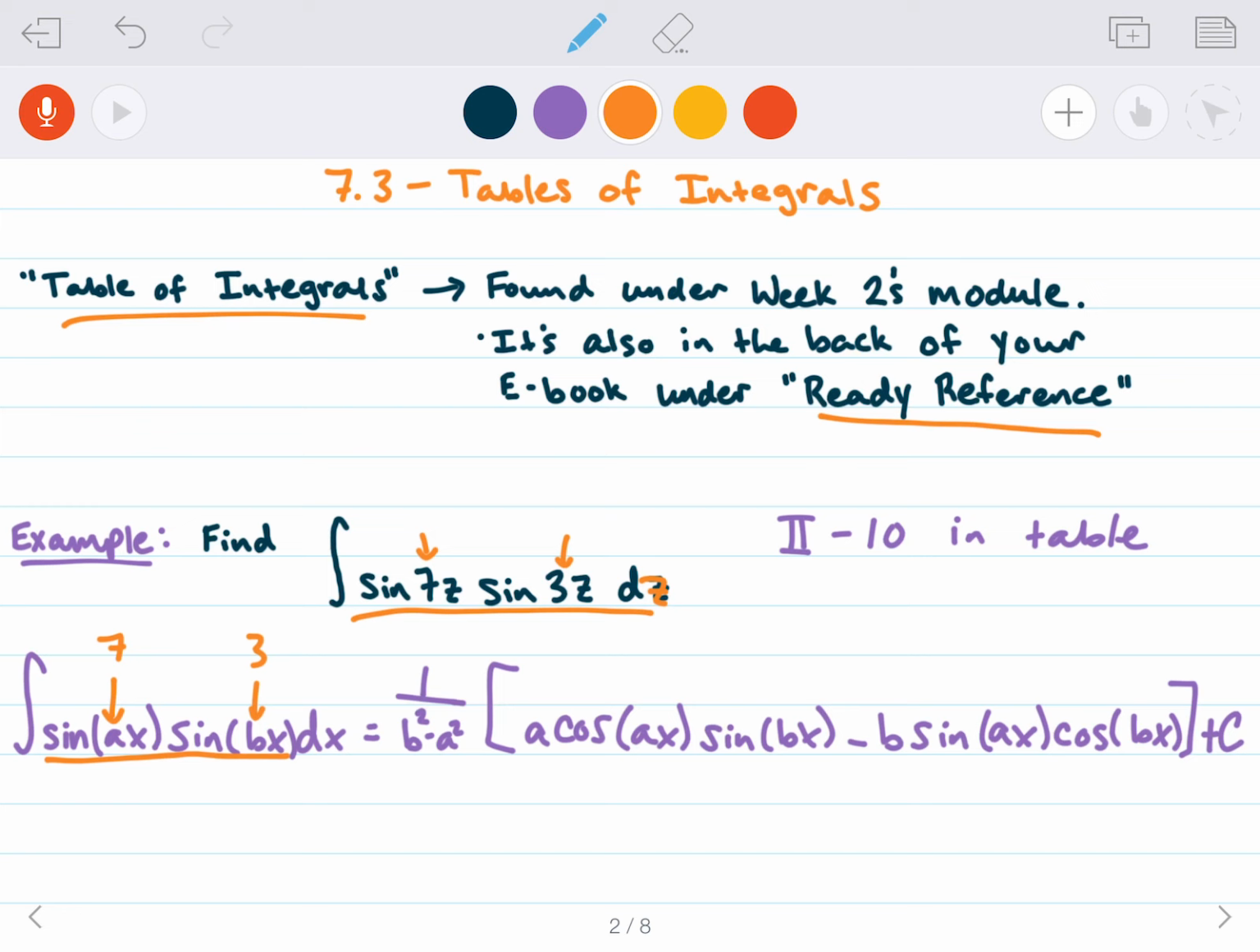Okay, so now I just have to plug in the information. We just said that a is 7, b is 3. So using the formula over here, we get the following: 1 over 3 squared minus 7 squared. And our variable is z instead of x. Let's just keep that in mind.